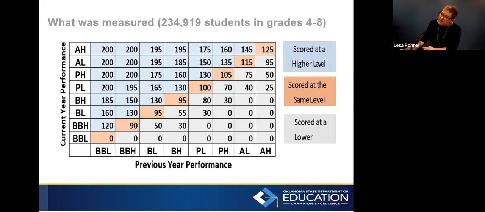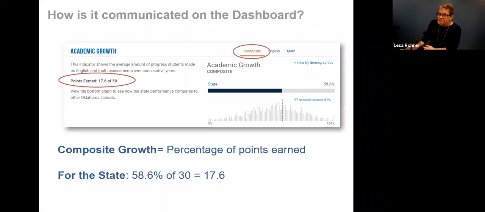So in this indicator, we're looking at in the blue that they scored at a higher level. The orange, they scored at the same level. And the gray represents that they scored at a lower level. And depending on how they moved, depends on how many points they earned.